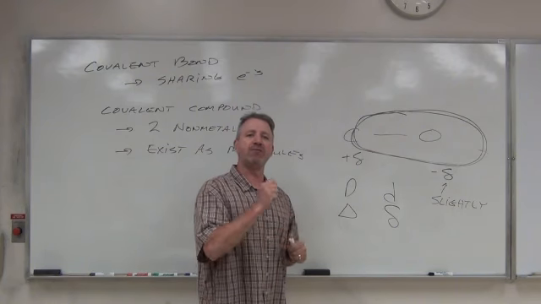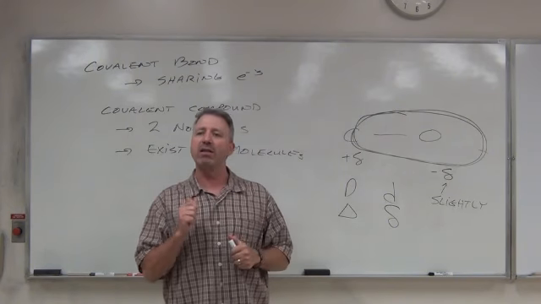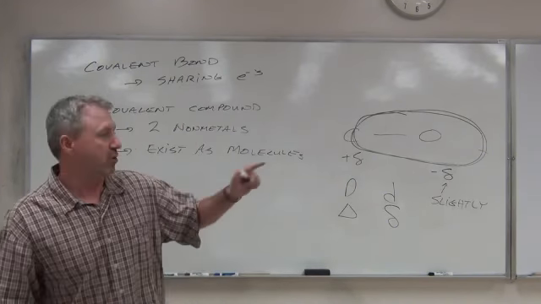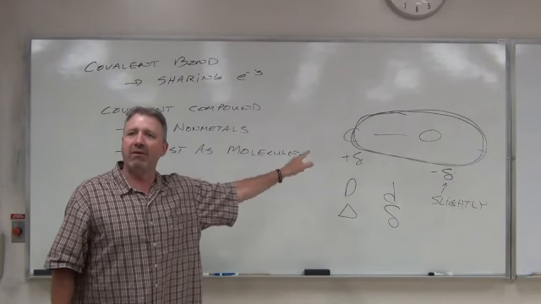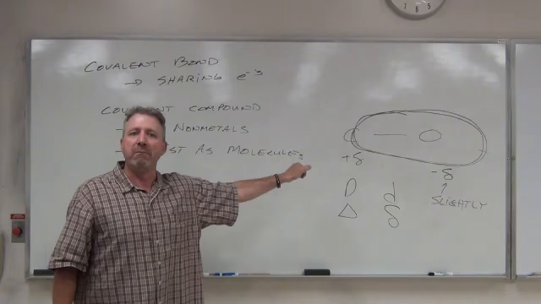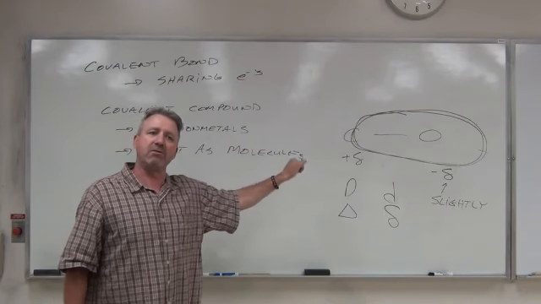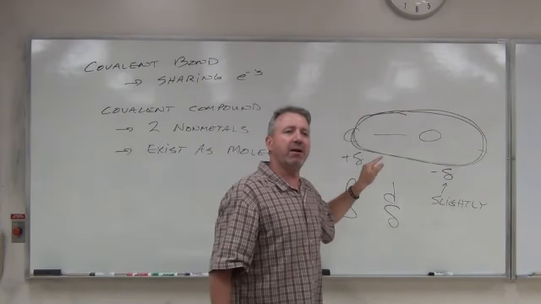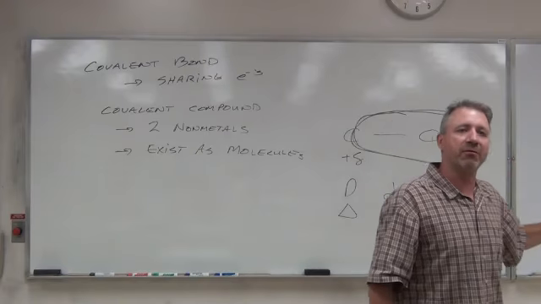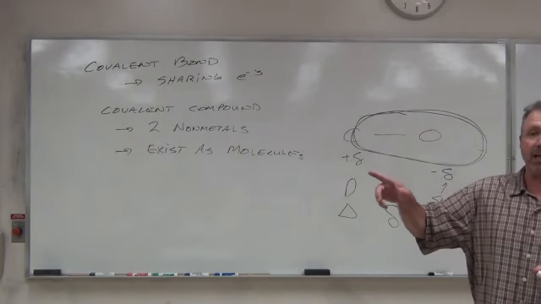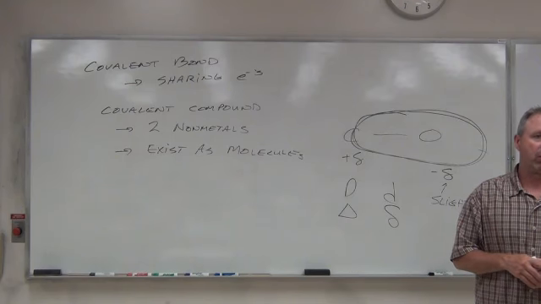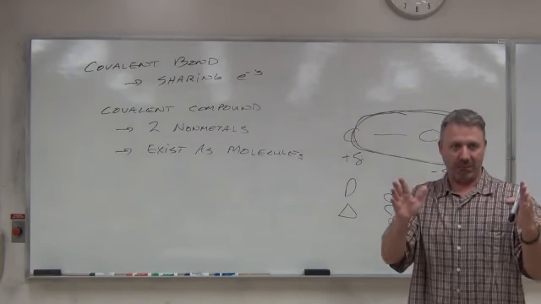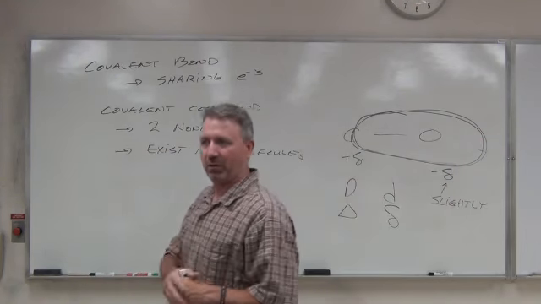Anytime you have two nonmetals that are different nonmetals, you will have a polar bond. Because of the difference in electronegativity, each element affects the orbiting electrons differently. The more highly electronegative element wins the battle and pulls them a little bit more towards itself, which creates a pole, a dipole, north and south pole.